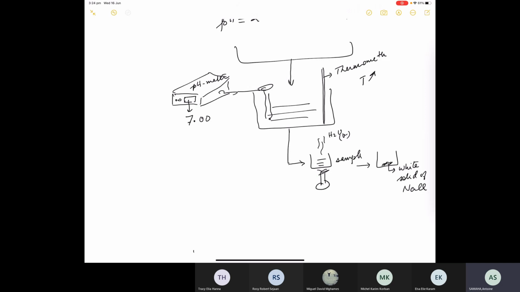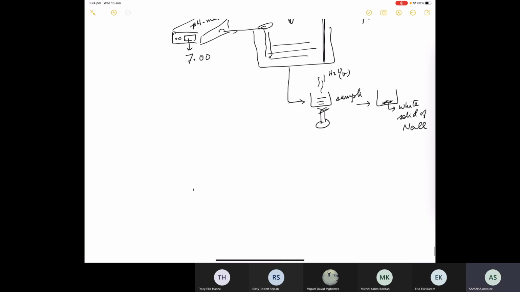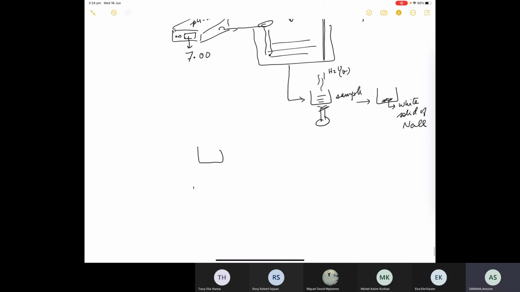In grade 10, even in grade 7, we learned the evidences of a chemical reaction: if the temperature varies, increases or decreases, if the color changes, if a gas is released or a precipitate is formed. We got a solid here, but do Na plus and Cl minus react to produce NaCl? Let's see.